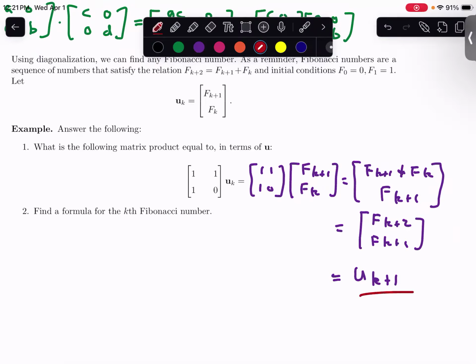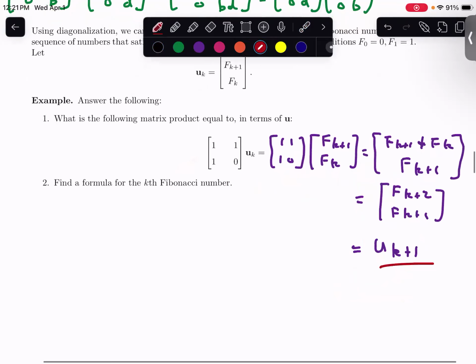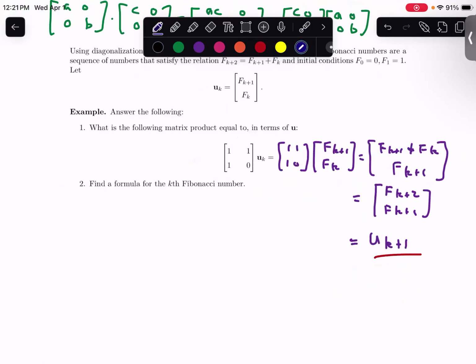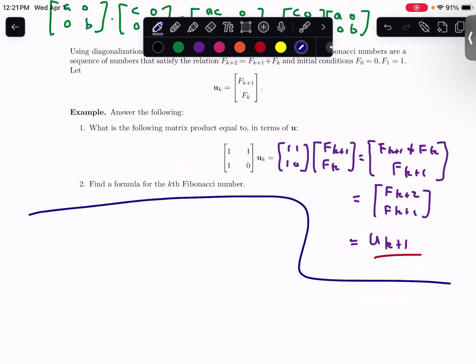Right, so what I'm getting at is if we take this matrix 1, 1, 1, 0, and you multiply it by u sub k, it's going to make it so the index increases by 1. And so it makes sense that if we consider powers of this matrix, it's going to allow us to increment whatever this vector is by an arbitrary amount, pretty much. And so the main idea is this. This is an idea that you could go into more detail about, but I'm just going to give you the general idea.